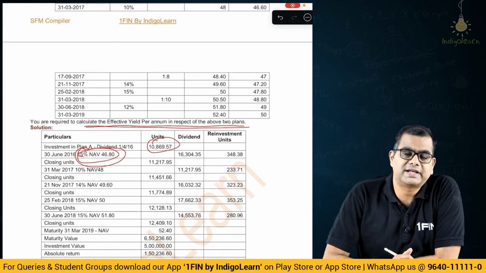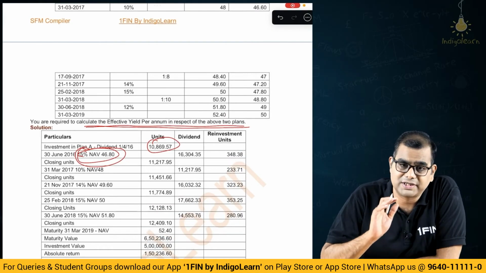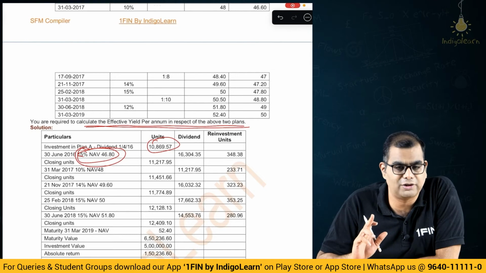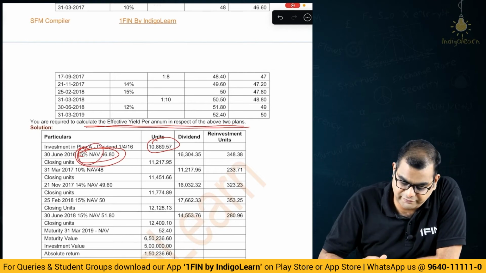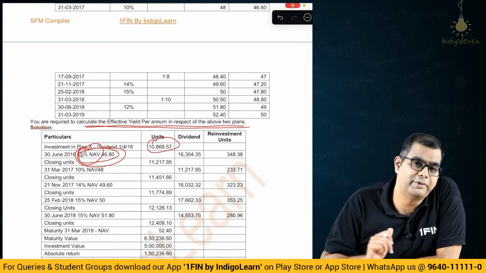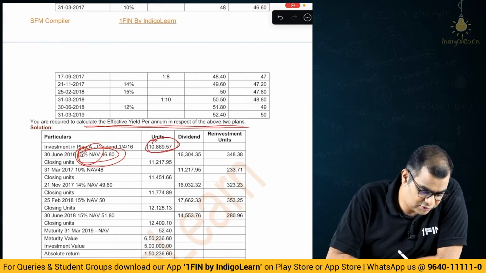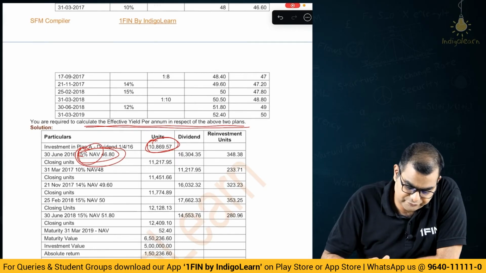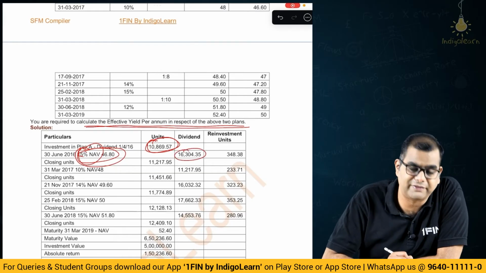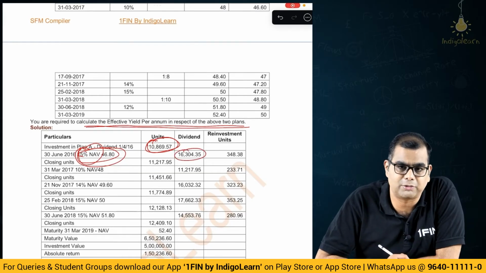Now, when this dividend is declared, how is the dividend declared? The dividend is always declared on the face value. What is the face value? Face value per unit is 10. Okay, 10 on 10, 15%, which is 1 rupee 50 paisa. So, 1.5 into, for how many units are there? You have invested in 10,869.57. So, 1.5 into 10,869.57, you will get 16,304.35. So, you have got a dividend of 16,304.35.